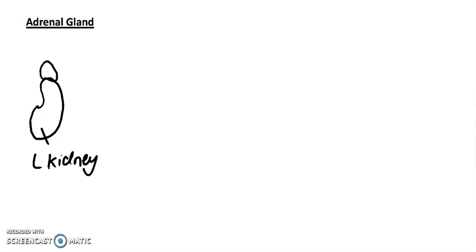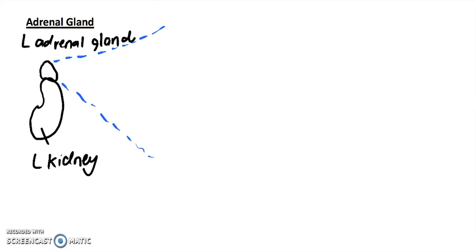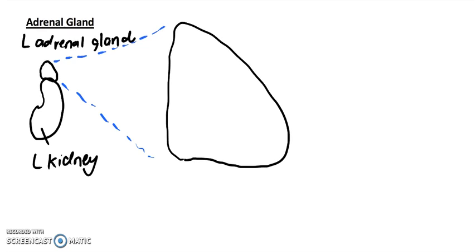Okay, now for the adrenal gland. Again, they sit on top of your kidneys. This here would be my left kidney. Sitting on top of it, this is my adrenal gland. This is my left adrenal gland. Okay, let's take a zoomed in version of my adrenal gland. So just going to focus with this little triangle up top. All right, so there is a zoomed up version of my adrenal gland.